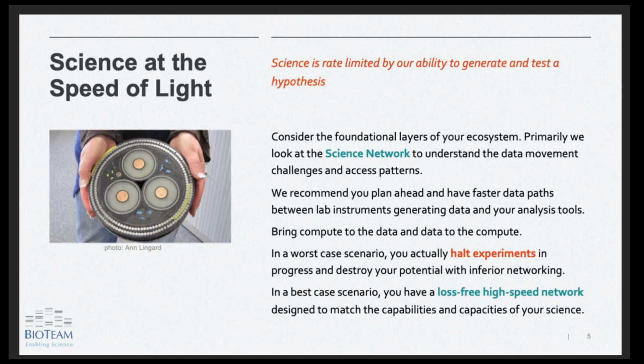I mean, in a worst-case scenario, you can actually halt experiments going on in the lab and destroy your potential to discover by having just a poor network design, right? In the best-case scenario, you've got a loss-free high-speed network, right, with data transfer nodes that are optimized to match the capabilities of your science. If you're wondering what that picture on the left is, it's actually a cross-section of an undersea fiber optic network cable. And if you're wondering what that costs, it's about $400 per foot. So network investments are important.